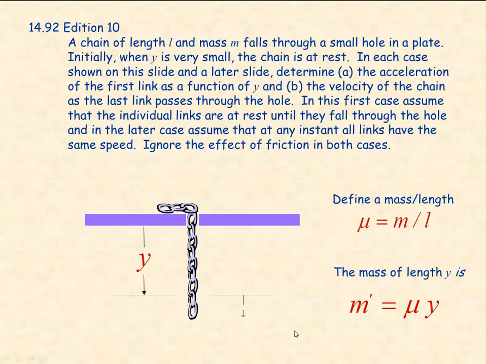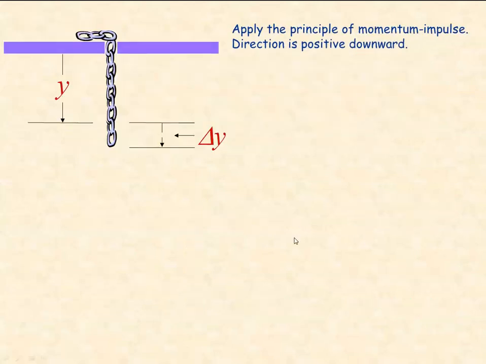Now we're going to let it displace downward a little bit, a delta y right here, and we'll show you how to set up the equation to solve for this momentarily. So let's take a look at this again. We're going to apply the principle of momentum and impulse. The direction is positive downward, as we mentioned earlier. So you have mu times y for that initial length times the velocity it had at that instant. That's the momentum of the chain before this delta y took place.